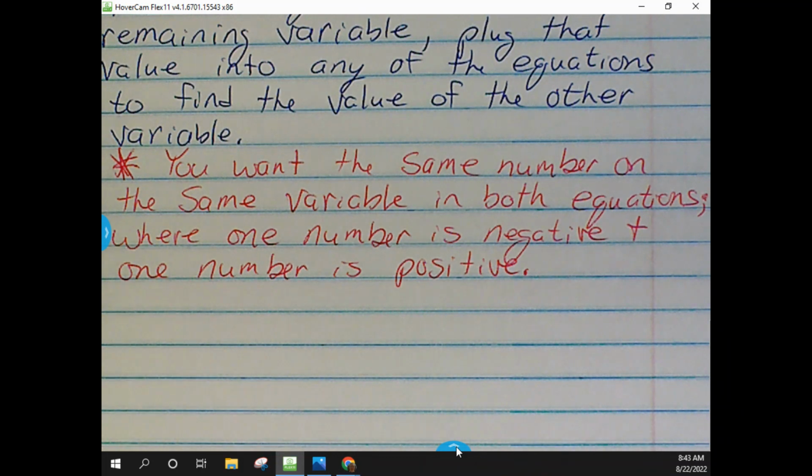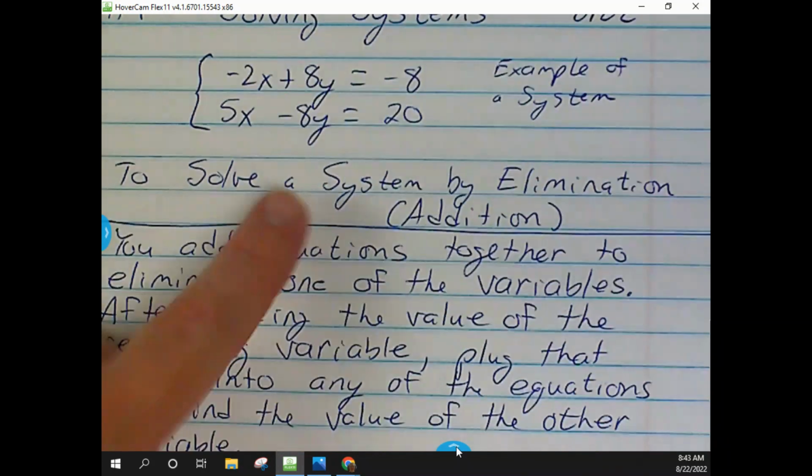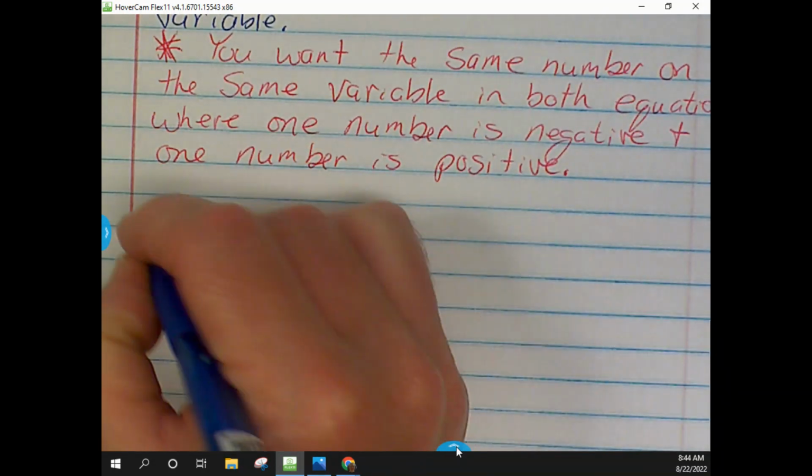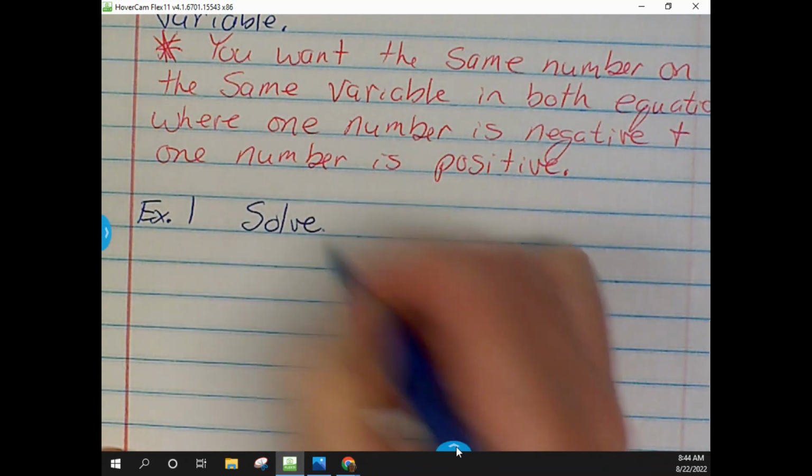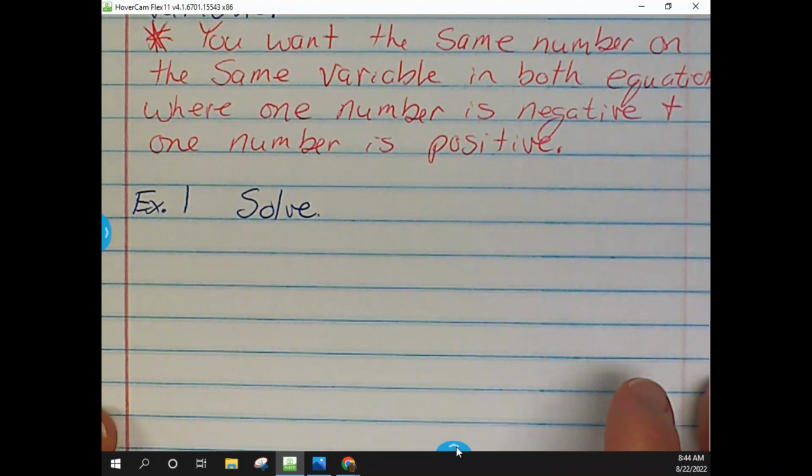So, all right, let's do this. Let's go back to this sample that we had back up here, and we're going to solve this one. And most of the time the directions are just going to say solve the system.